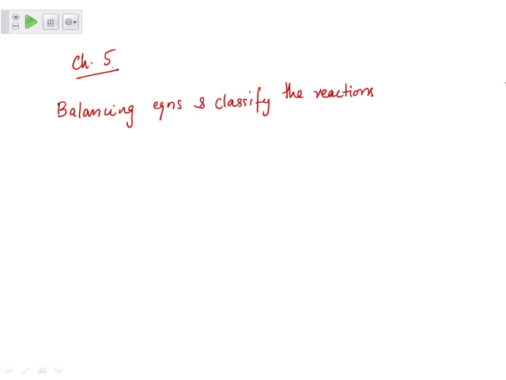Combination, decomposition, single displacement, double displacement. So when I have given you the skeletal equation, you will balance it and look at the equation and say whether it is one of the 4. So that would definitely be one question, balancing equations and classifying reactions.